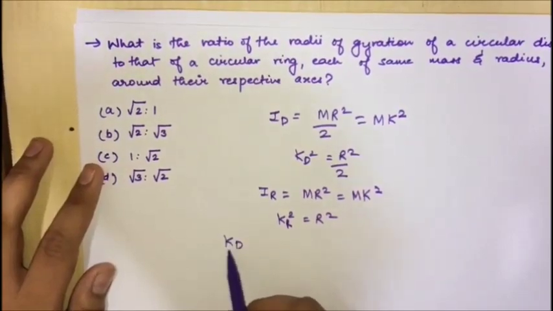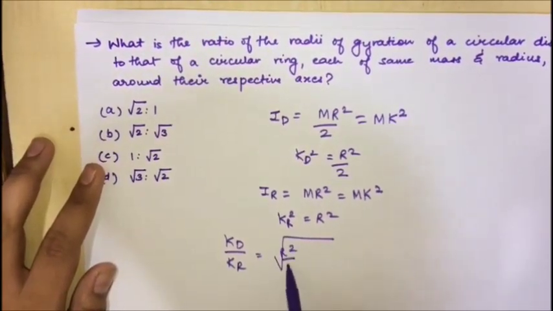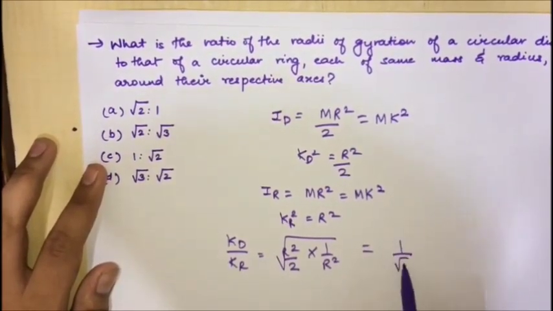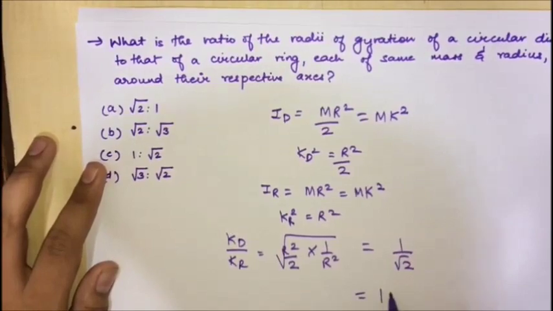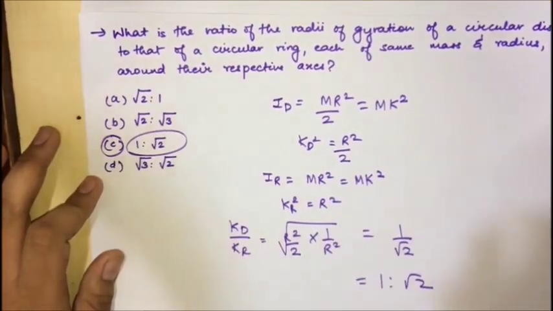So now kd upon kr is equal to square root of r square upon 2 into 1 upon r square, which is equal to 1 upon root 2. 1 is to root 2. So option C, 1 is to root 2, is the correct answer.